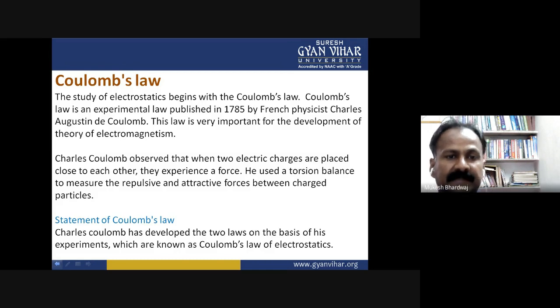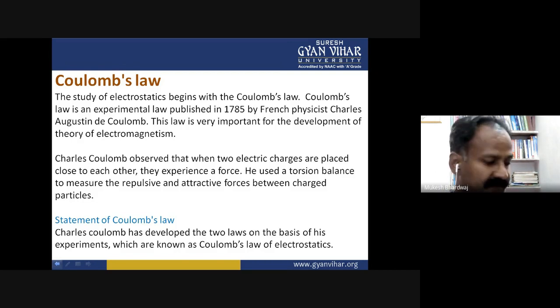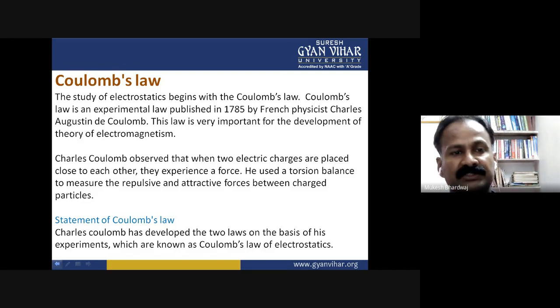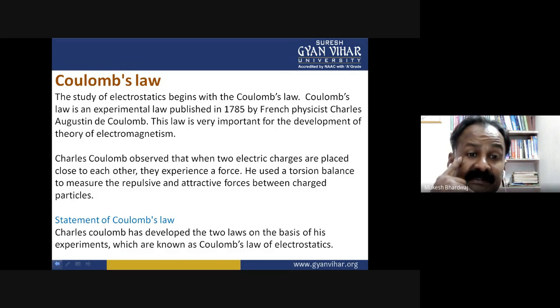The study of electrostatics begins with Coulomb's law. Coulomb's law is an experimental law published in 1785 by French physicist Charles Augustin de Coulomb. This law is very important for the development of the theory of electromagnetism. Charles Coulomb observed that when two electric charges are placed close to each other, they experience a force. He used a torsion balance to measure the repulsive and attractive force between the charged particles.